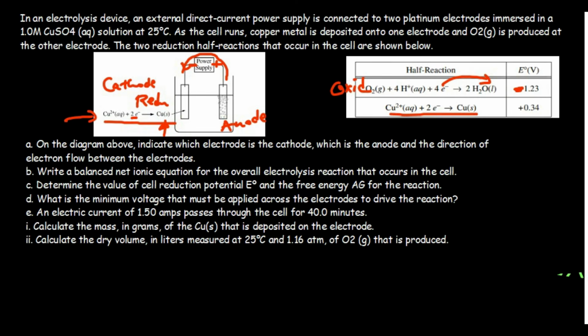What is the minimum voltage that must be applied across the electrodes to drive the reaction? What is the minimum voltage that must be supplied? So the minimum voltage, of course, is just basically going to be the same value that was determined for the voltage. So we calculated 0.89, right? So a minimum of 0.89 volts is required to drive the reaction. Anything less than that won't work.